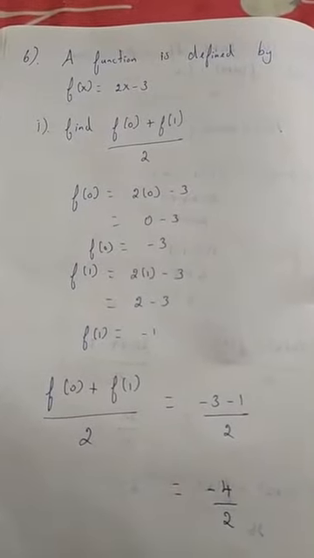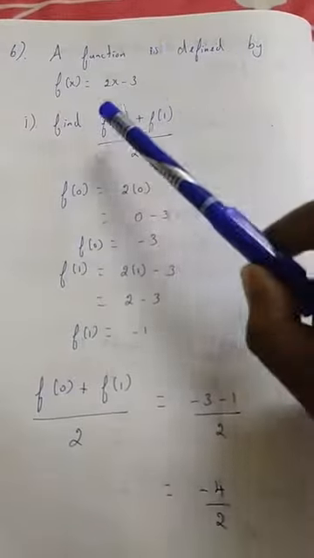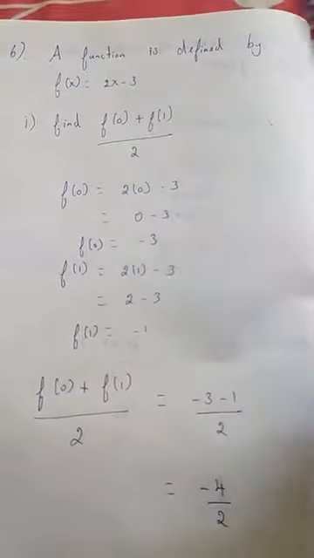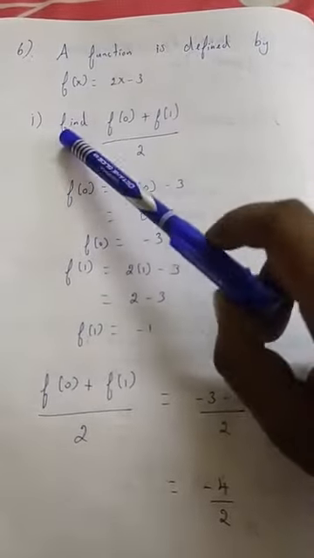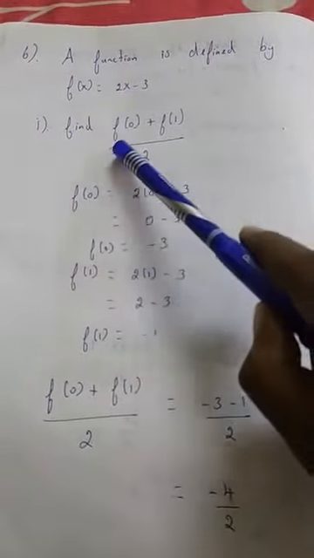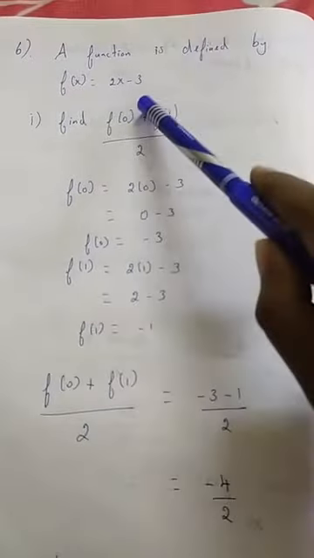Hello students, exercise 1.3, sixth problem. A function is defined by f of x is equal to 2x minus 3. Here we have four subdivisions, so let's find out one by one, right? The first subdivision is find f of 0 plus f of 1 divided by 2. So we have to find out this value, right?